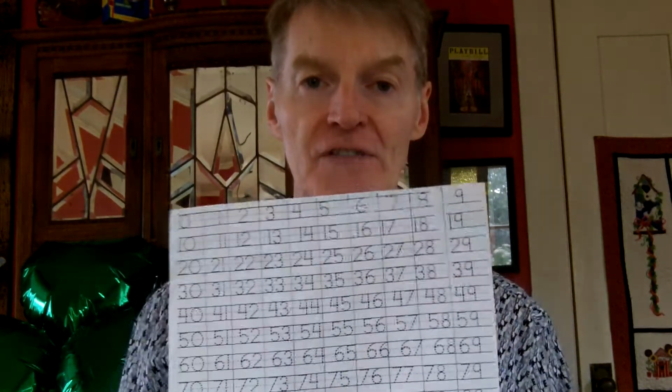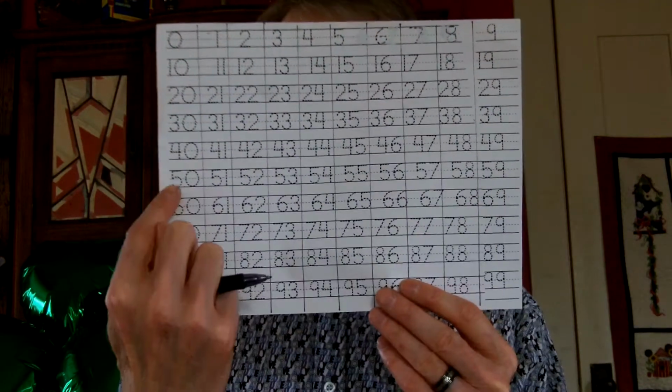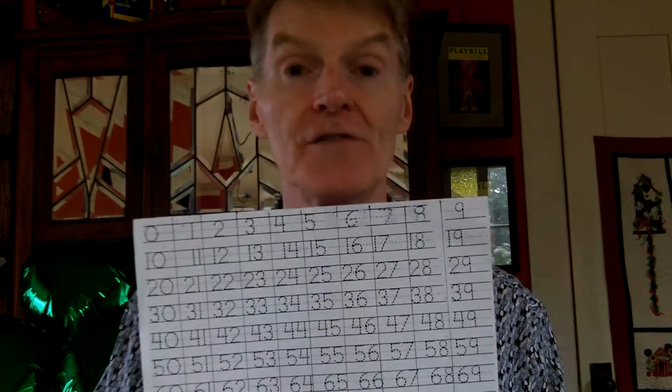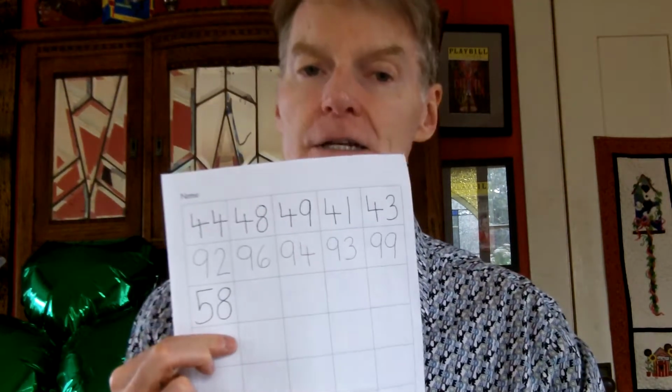58. So we know that row is going to be the decade that all start with a 5. The first numeral is 58. That means 5 tens plus 8 more is 58. 5 tens plus 8 more. Ready for the next one?